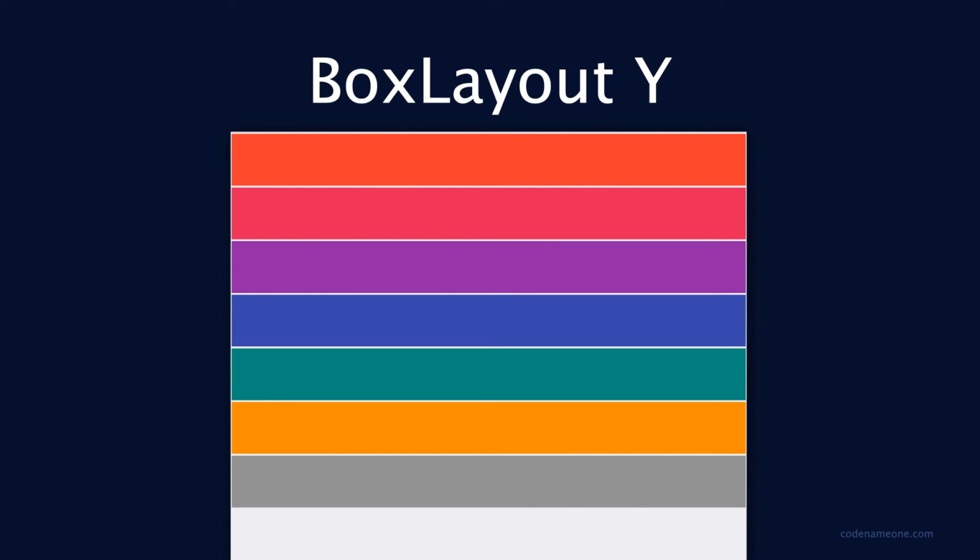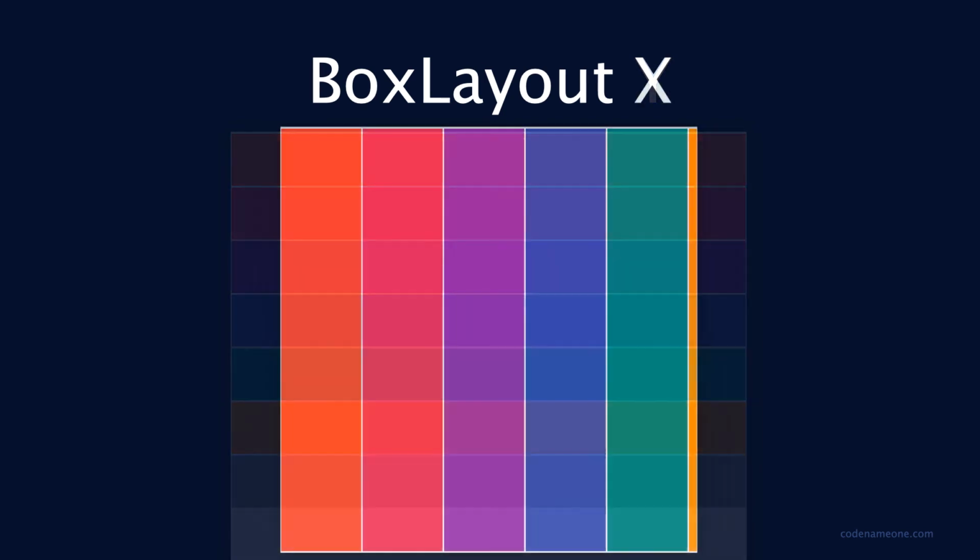BoxLayout Y arranges components vertically, giving them the available width and their preferred height. This is great for scrolling and a very useful layout in general. BoxLayout X arranges components horizontally, giving them available height and their preferred width.